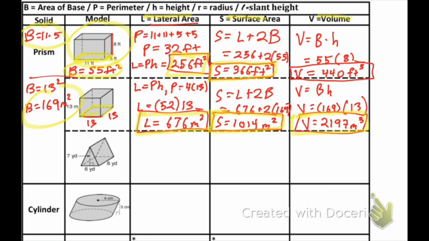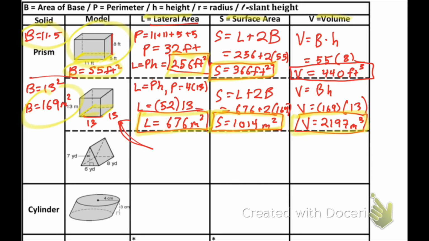Meters cubed. Now, a quick note with your cube here for the volume, you could just do side length cubed, because with the cube all the sides are the same, so it's 13 times 13 times 13, or just 13 cubed. So that's a little trick with the cube. You get a few different identities there.